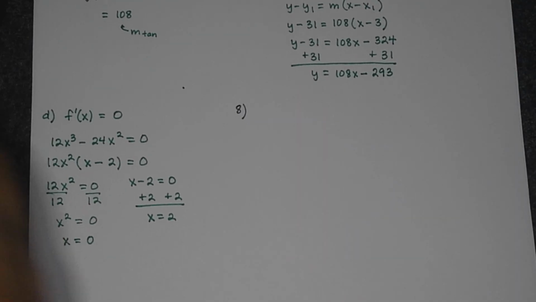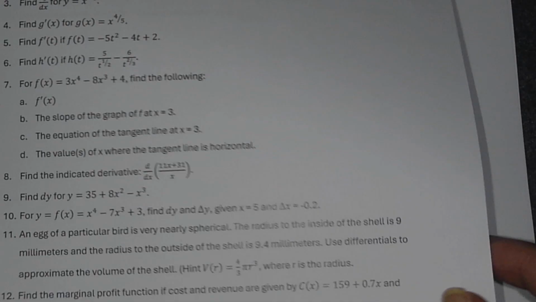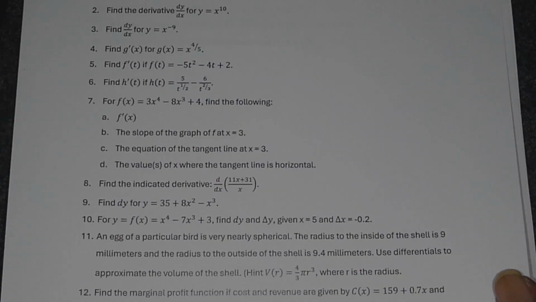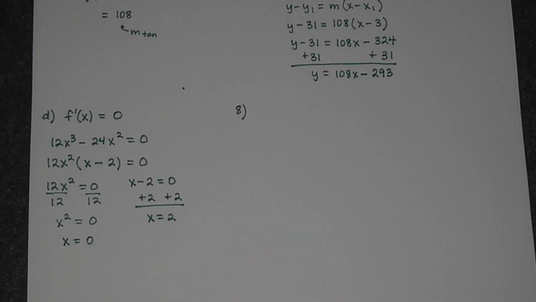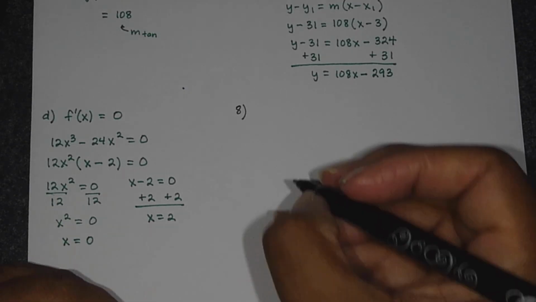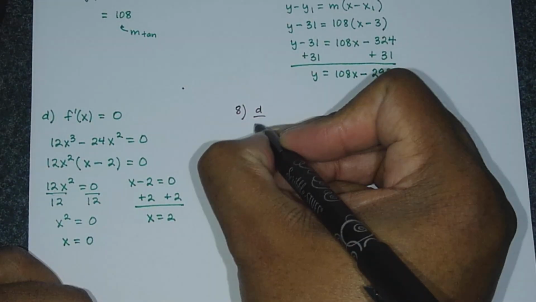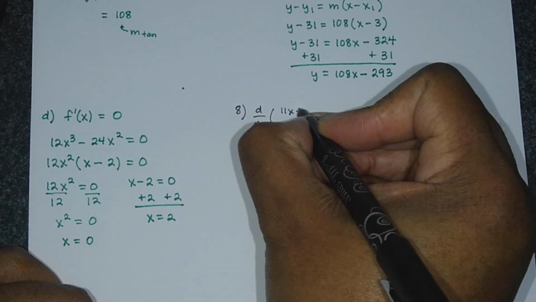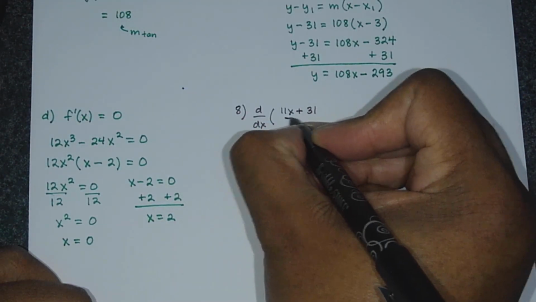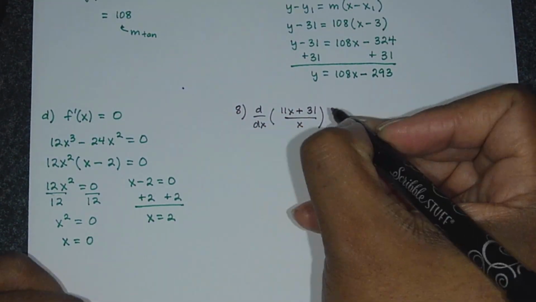It says here, find the indicated derivative, which is the derivative with respect to x of 11x plus 31 divided by x.